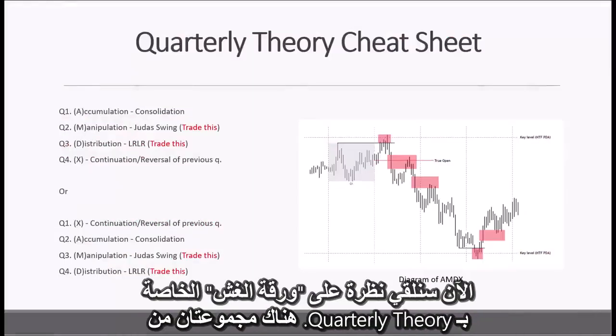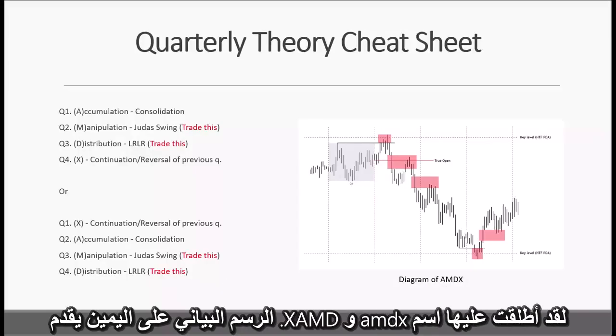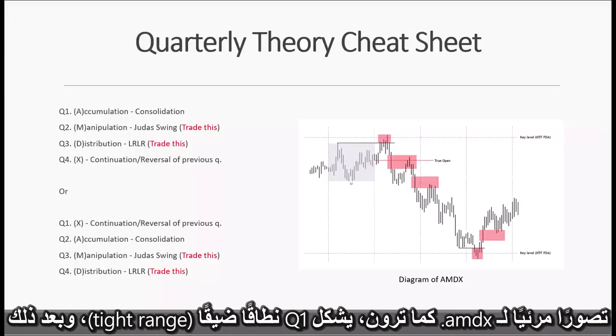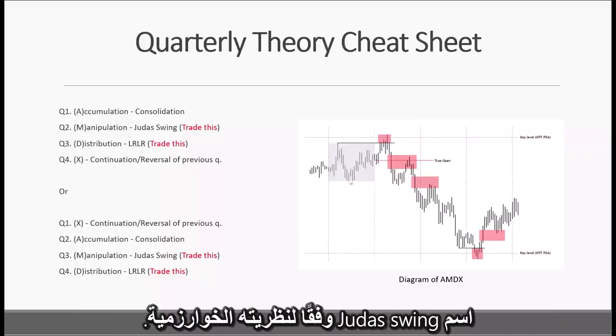Now we'll look at the quarterly theory cheat sheet. There are two sets of instructions that the algorithm usually follows. I deem them as AMDX and XAMD. The diagram to the right gives a visual depiction of AMDX. As you can see, Q1 formed a tight range, after which the manipulation phase of price begins. ICT dubs this as the Judas swing.